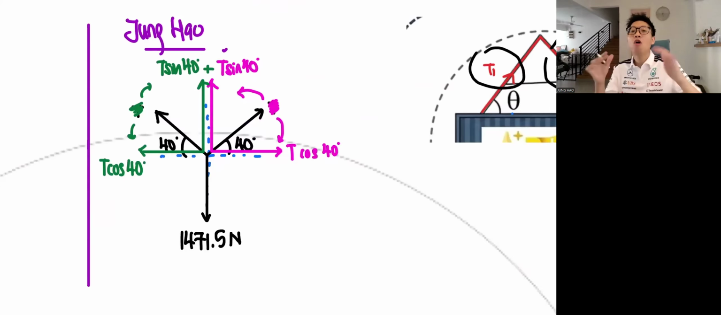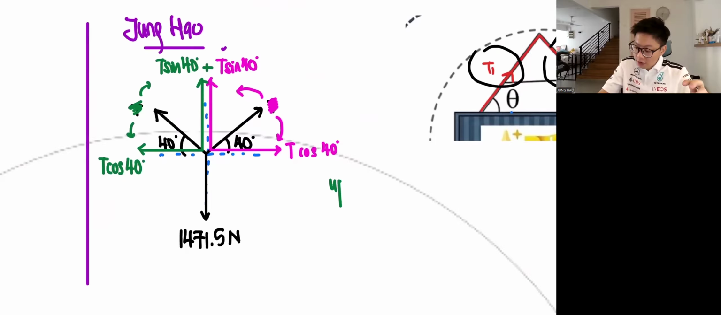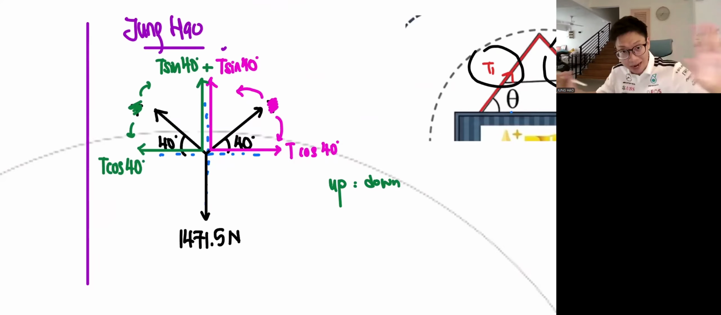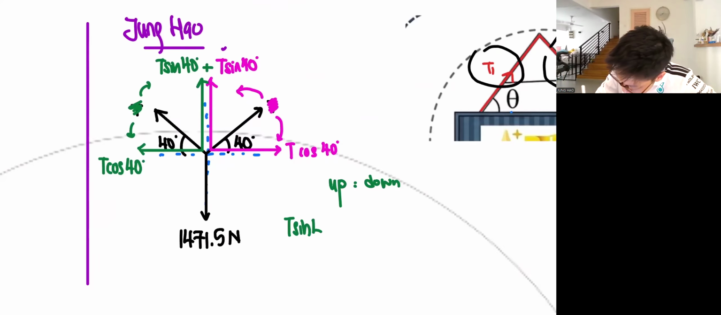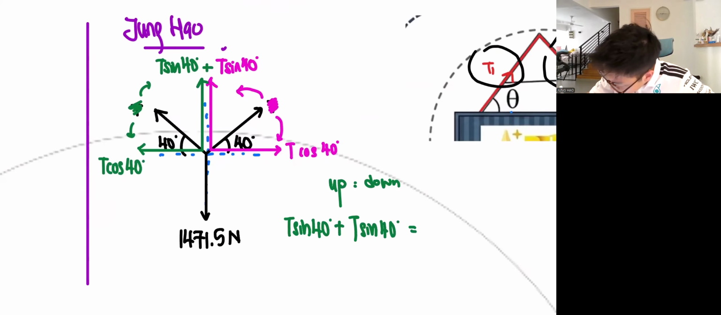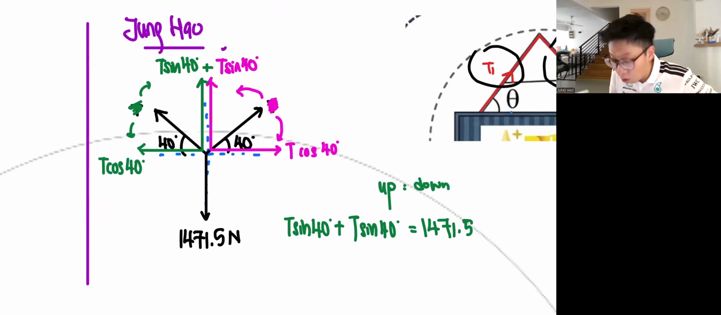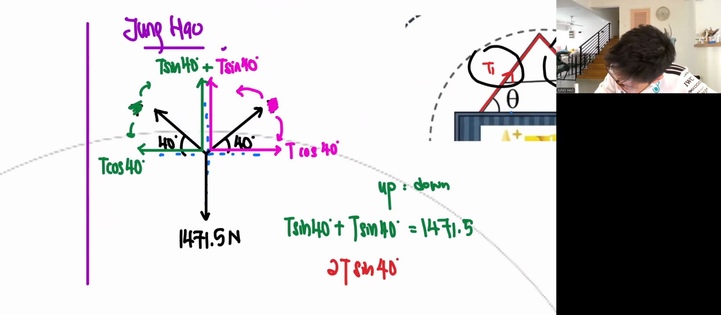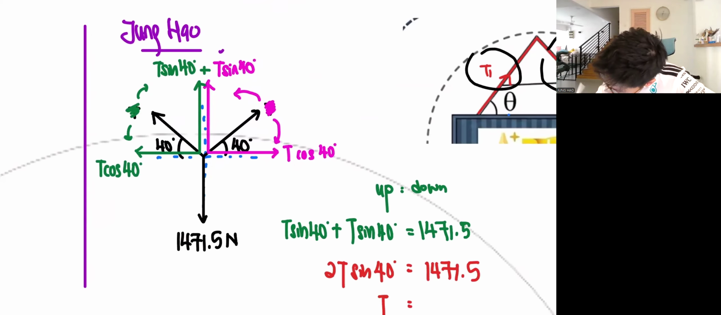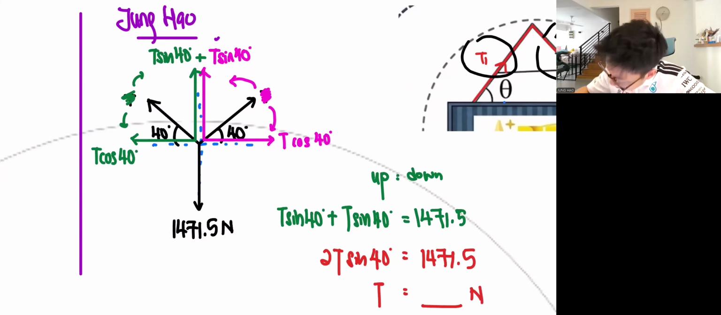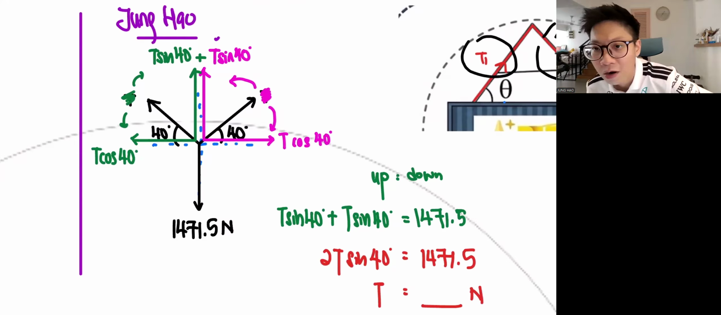So finally, in order to find the final force, we take whatever is up to be equal to whatever is down. Up force and down force must be balanced. So we will have T sine 40 plus T sine 40 equals the downward force, 1471.5. So what is my force here? It will be 2T sine 40 equals 1471.5. So my tension will be equal to blah blah blah Newton. Come on guys, can you calculate that for me right now?